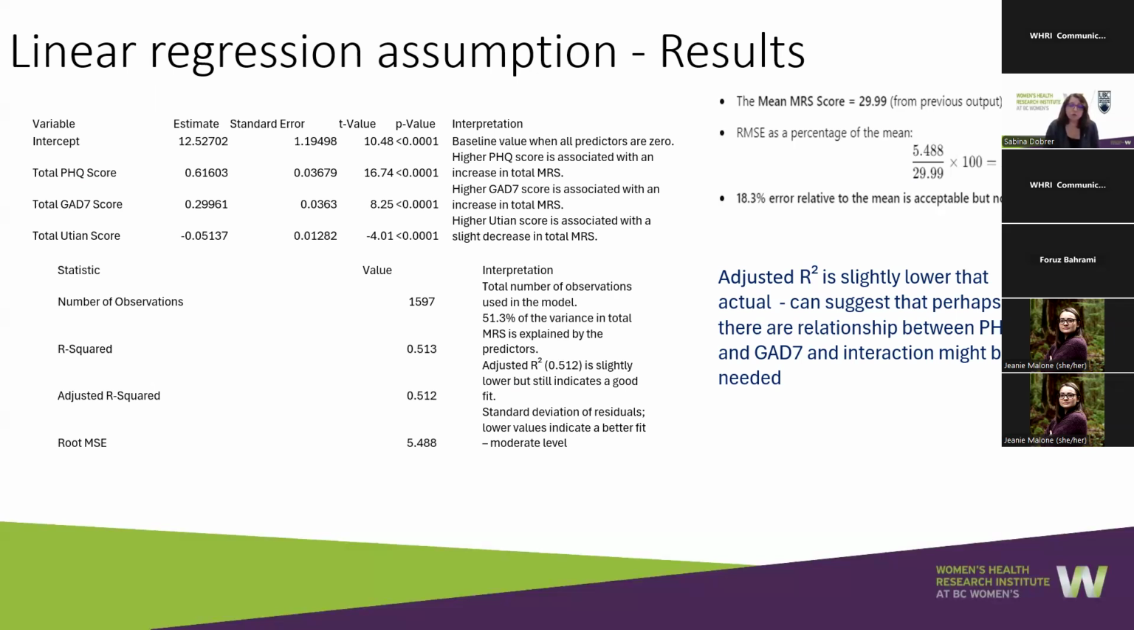Alternatively, if you want to show results in a better way, you can change the point increase. You can say, per 10 points increase in PHQ-9 score, how much is my MRS score going to change. Basically, you need to create a new variable, per 10-point increase, which will be our actual PHQ score divided by 10. So this will change your units to a 10-point increase.